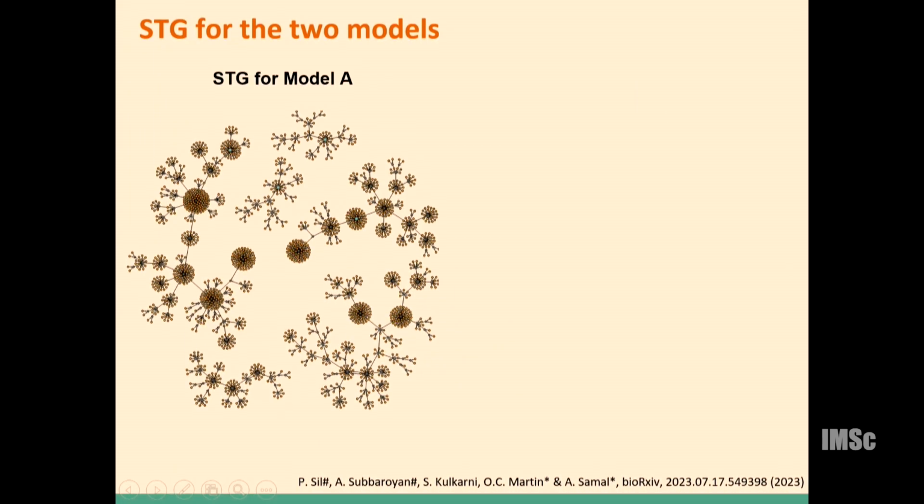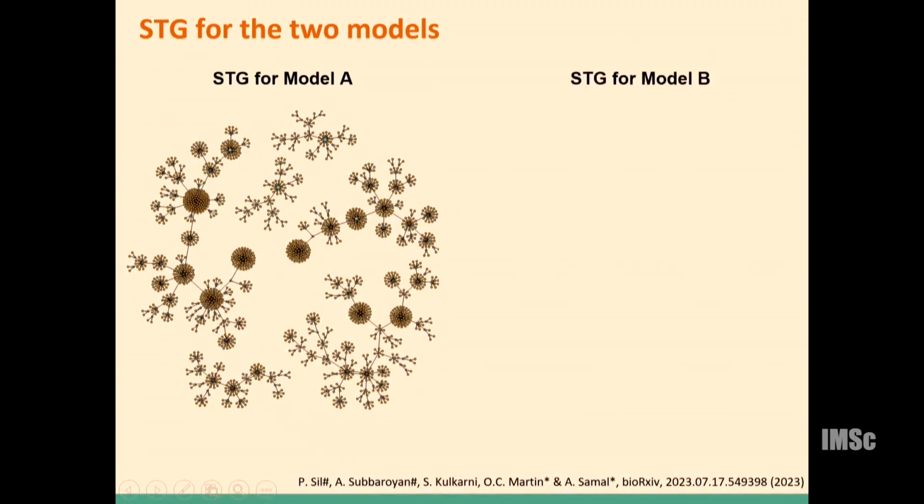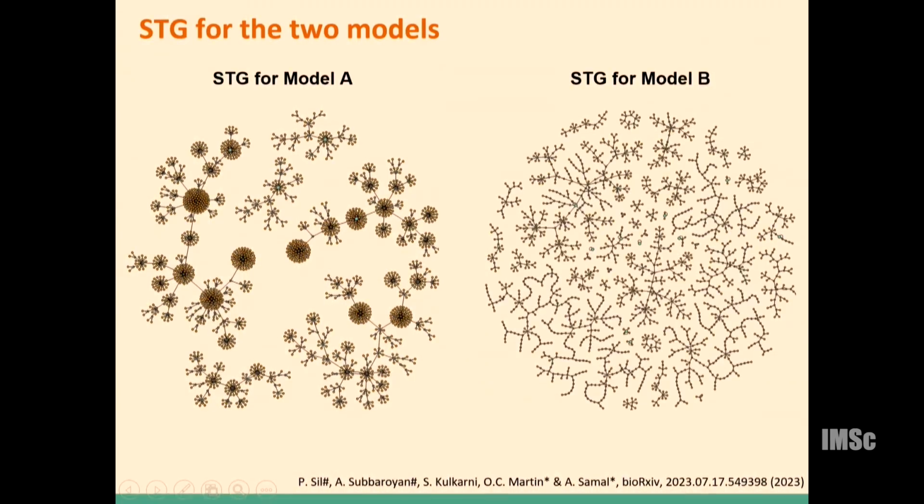If you see the state transition graph for the first model, we see a bush-like structure. It is very bushy in nature. But for the STG of model B, there is a clearly visible difference between these 2 state transition graphs. So the question is, can we quantify this difference? Though they give the same biological attractors, their dynamics are completely different. So how do we distinguish this difference?